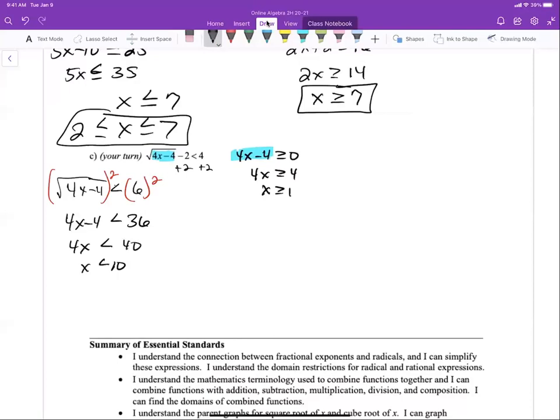Now, I need to combine this domain restriction with the solution that we found. And so x has to be greater than or equal to 1, and x has to be less than 10. Notice, don't forget, 1 has an equal sign, 10 does not. So this is my answer. Now I should check those by inputting those limits into the original equation.